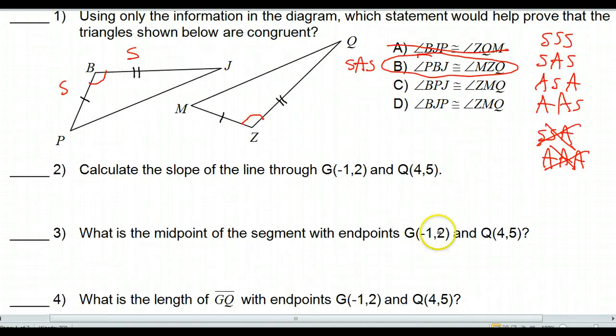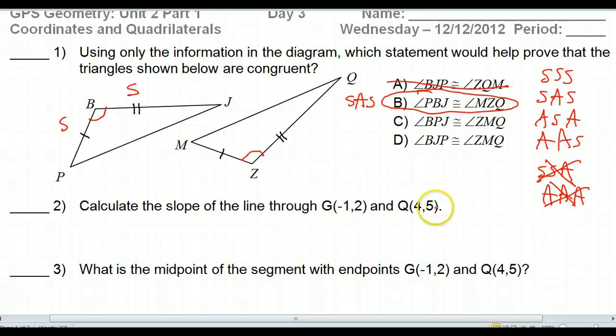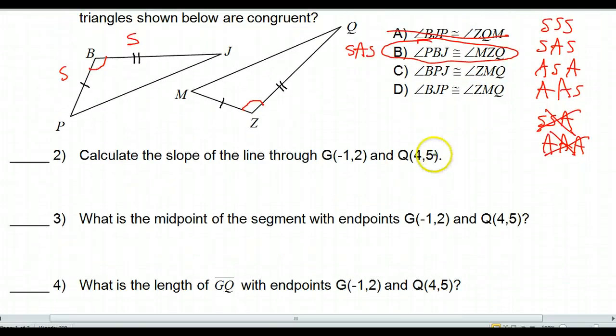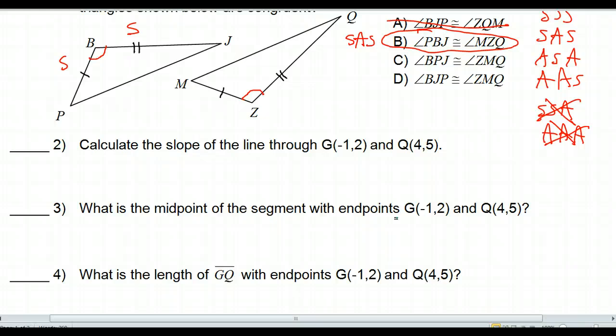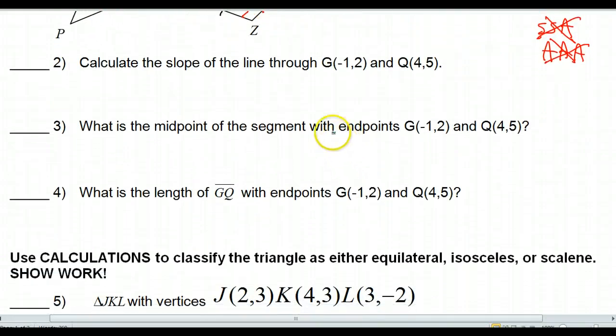All right. Any questions about number one? Any questions? Didn't you have your hand up? Did you have a question? No? Okay. All right. Number two.